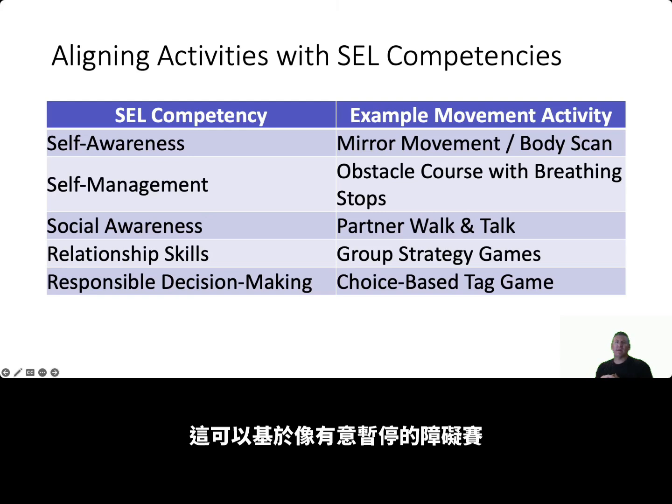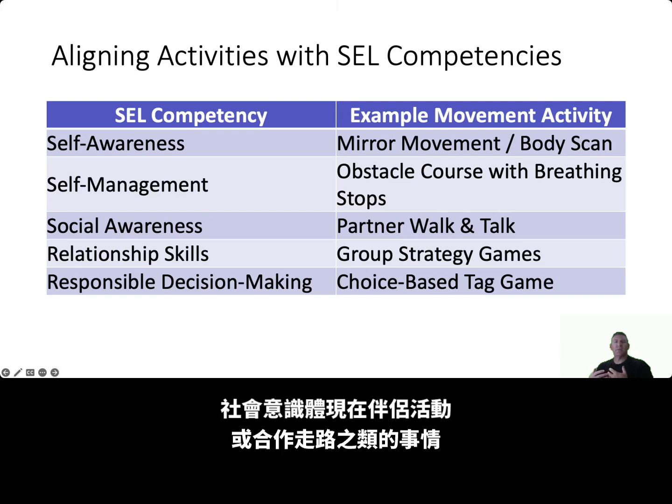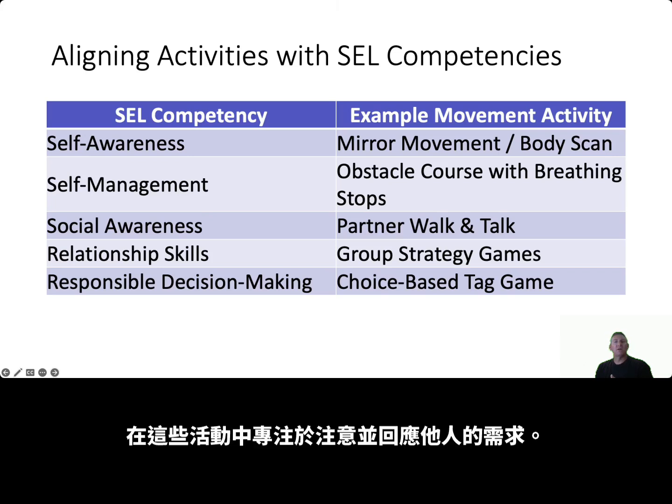Self-management can be built into things like obstacle courses with intentional pauses. Stop here, at one of the obstacle course stations. Take 3 breaths and notice your heart rate. Social awareness shows up in partner activities or things like cooperative walks, where the focus is on noticing and responding to others' needs.